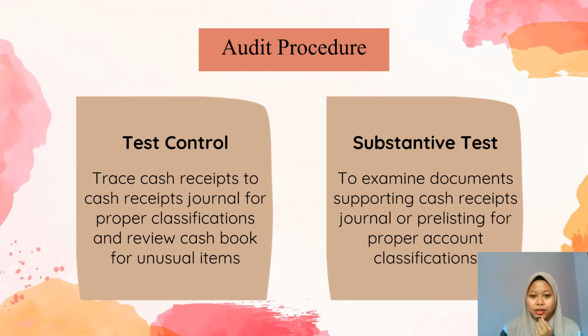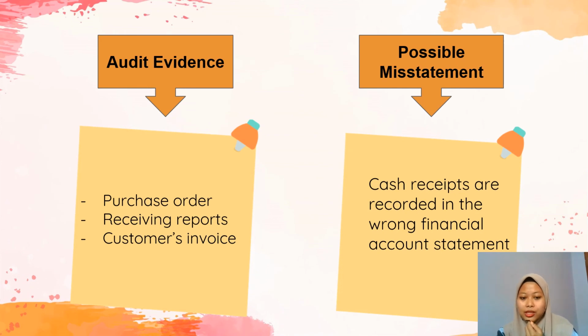The audit procedure for test of control is trace cash receipts to cash receipt journal for proper classifications and review cash book for unusual items. For substantive tests, examine documents supporting cash receipts journal or pre-listing for proper account classifications. For audit evidence, purchase order, receiving reports and customer's invoice. For possible misstatement, cash receipts are recorded in the wrong financial statement account.